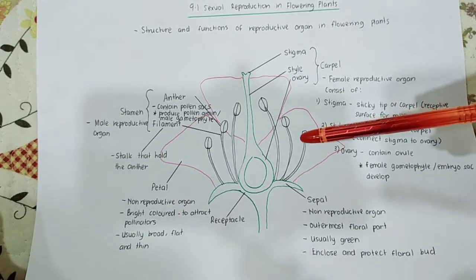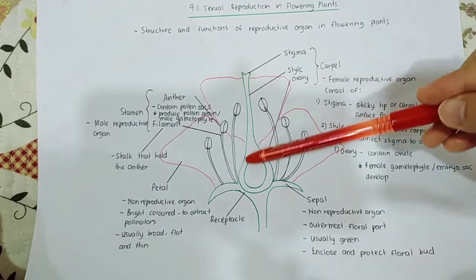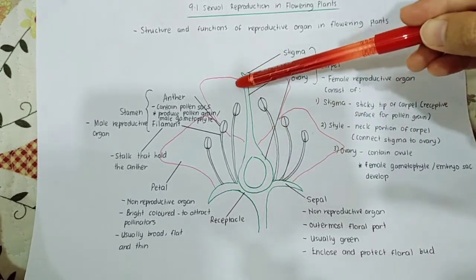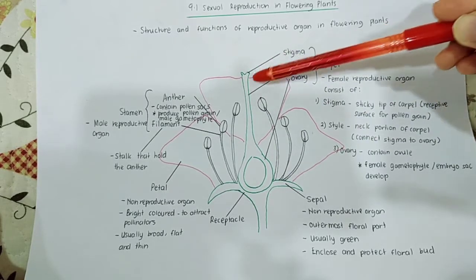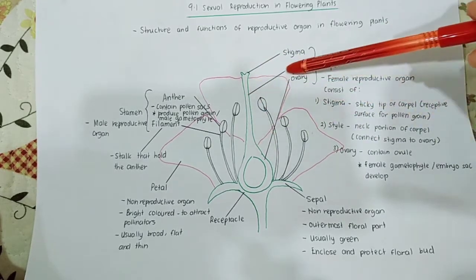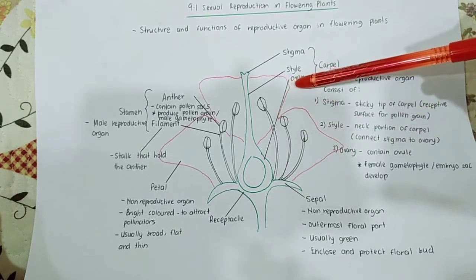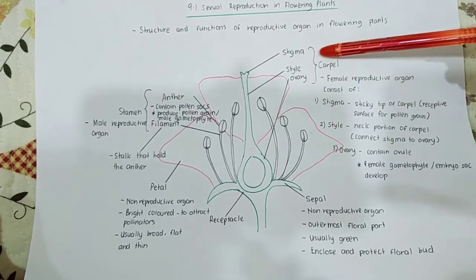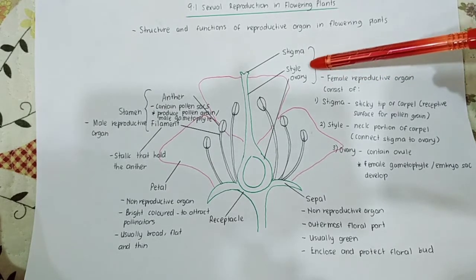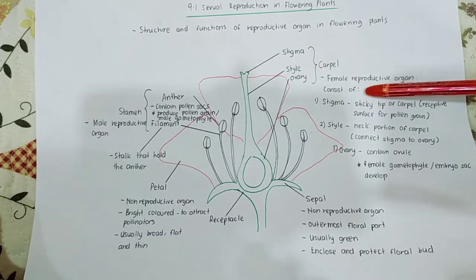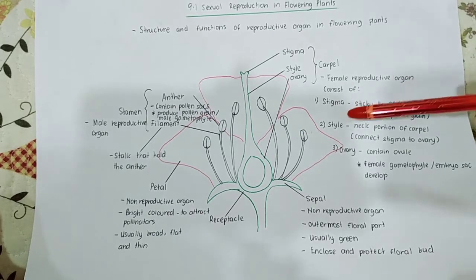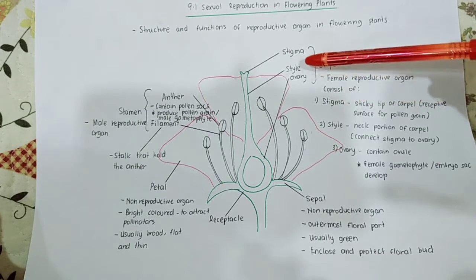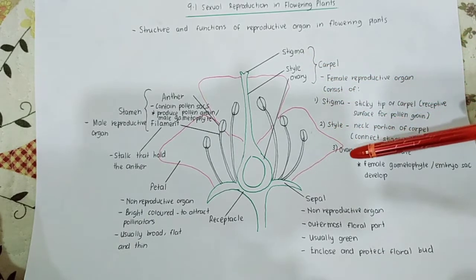Okay, then next we look at this structure here. So kalau awak tengok based on this structure, the upper part here, this one we call as stigma. And then this is style, another one, this is ovary. So stigma, style and ovary, all of this we call as carpel. Okay, so what is carpel? It is the female reproductive organ. So kalau kita go through, the female reproductive organ will consist of stigma, style and also ovary.